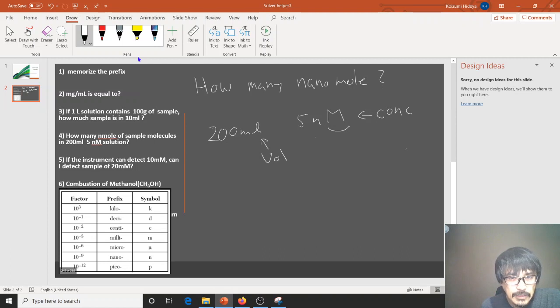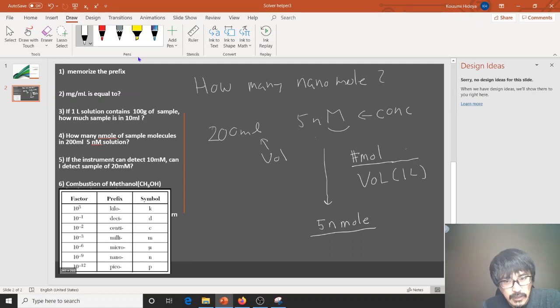So the definition of molarity, this M, is number of mole divided by volume, right? Or the 1 liter. For this particular case, it's 1 liter, right? So, which means that I have 5 nanomole of stuff in 1 liter right here.